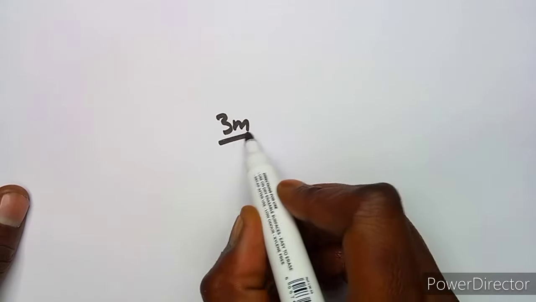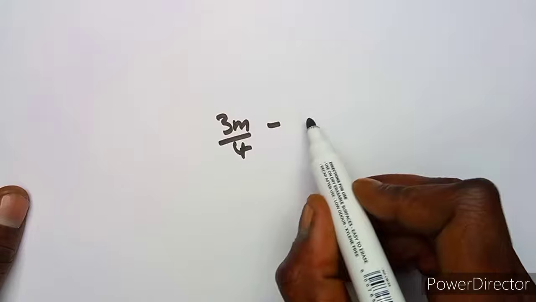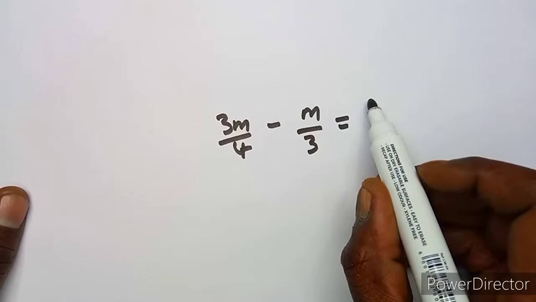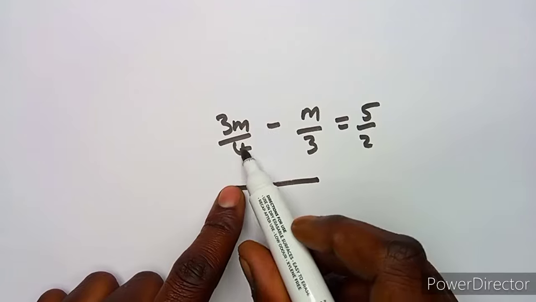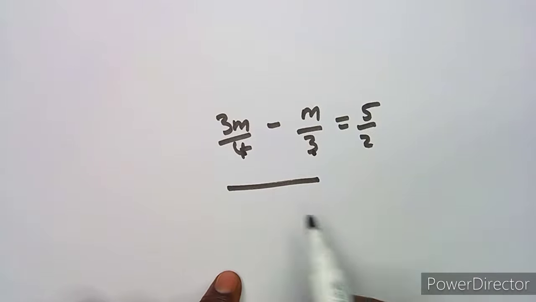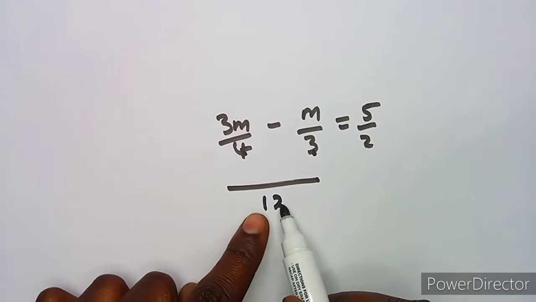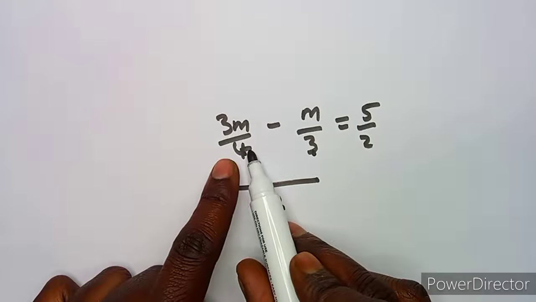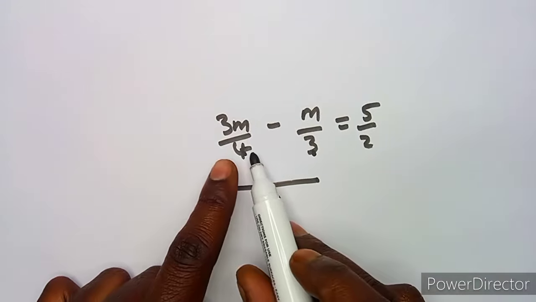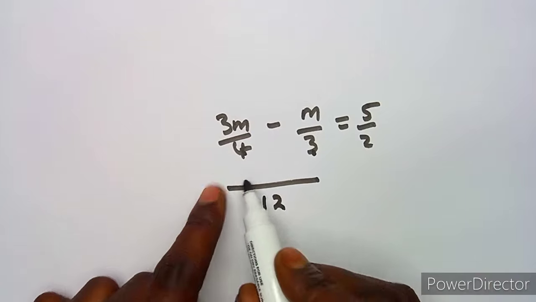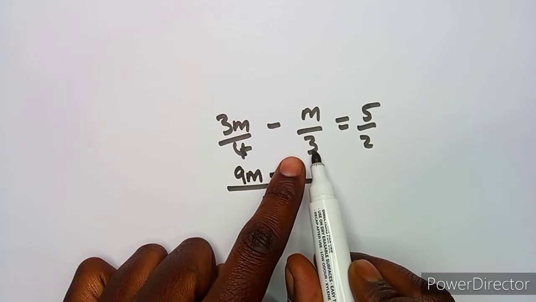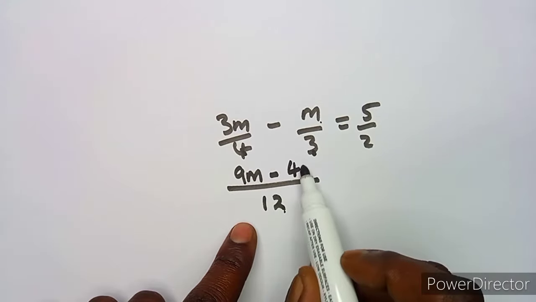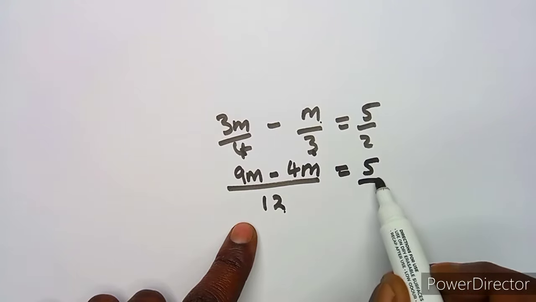So maybe you decided to work it either way. Maybe you wanted to first combine these two. Yes, it was another option that you could have done, where you just find the LCM of these two numbers, which is LCM of 4 and 3, which is 12. You want to combine, so it's going to be 12 divided by 4, which is 3. Whatever you get, you multiply to the numerator. So 12 divided by 4, which is 3, times 3, which is 9m, minus 12 divided by 3, which is 4. Whatever you get, you multiply there. So it's going to be 4m, which is equal to 5 over 2.